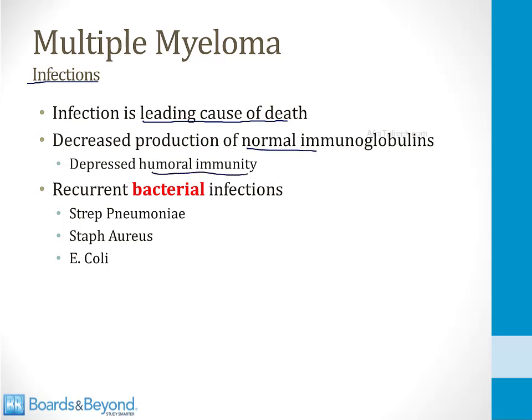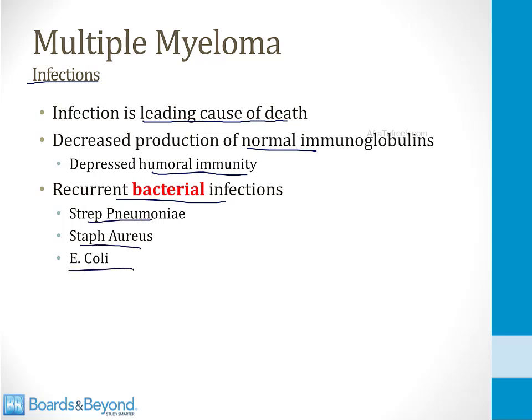Basically, the immunoglobulin pool in the body is overtaken by the monoclonal immunoglobulins coming from the malignant plasma cells, and the normal immunoglobulins are not produced as they should be and are not able to carry out their role in fighting infection. For this reason, recurrent bacterial infections are often a cause of death in multiple myeloma. This includes bacteria like Strep pneumo, Staph aureus, and E.